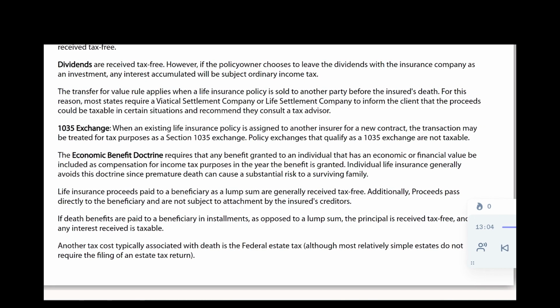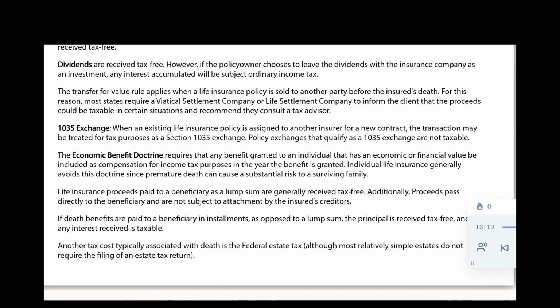The economic benefit doctrine requires that any benefit granted to an individual that has an economic or financial value be included as compensation for income tax purposes in the year the benefit is granted. Individual life insurance generally avoids this doctrine since premature death can cause a substantial risk to a surviving family.